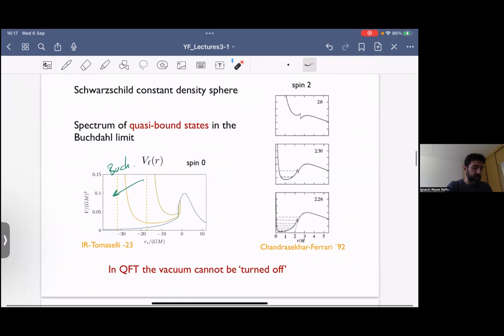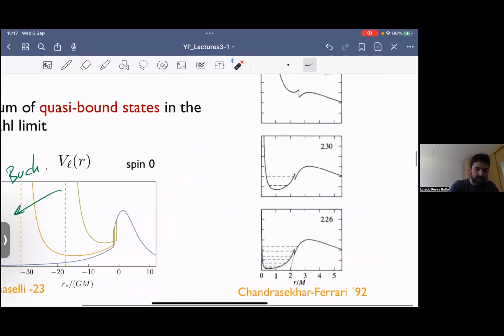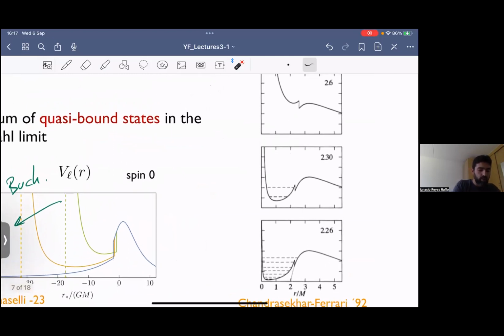Now we talked about the spin 1, so the photon. This happens for the spin 0. It also happens for spin 2. And this was actually worked out in a really nice paper by Chandrasekhar and Ferrari in the 90s, where they looked at the axial gravitational perturbations, and then you get the same effect. So actually this is the plot from their original paper. And what I wanted to stress here is that the really interesting part of this computation is that as the potential becomes more and more trapping, what you'll see is that there emerges a set of quasi-bound states.